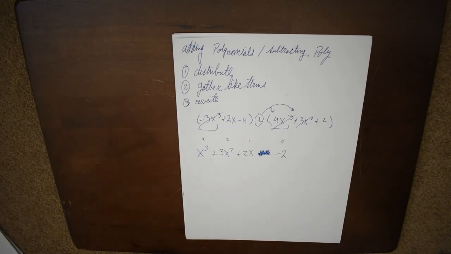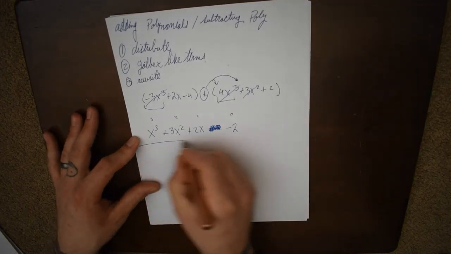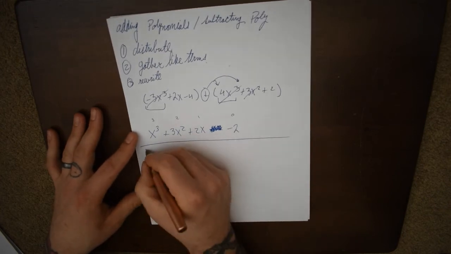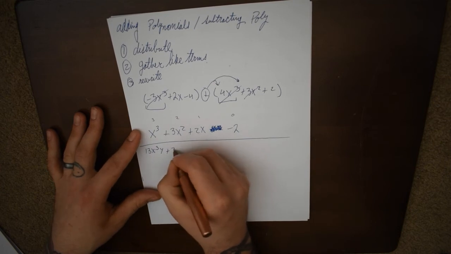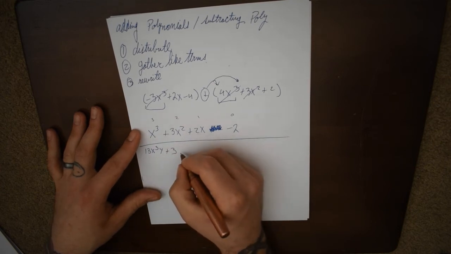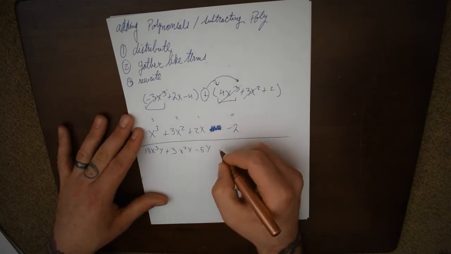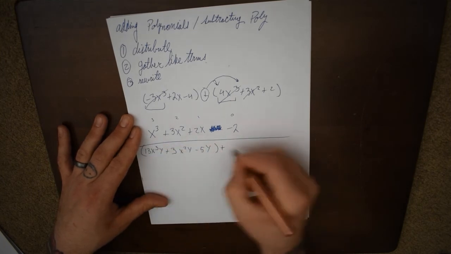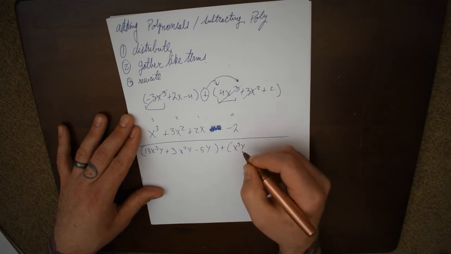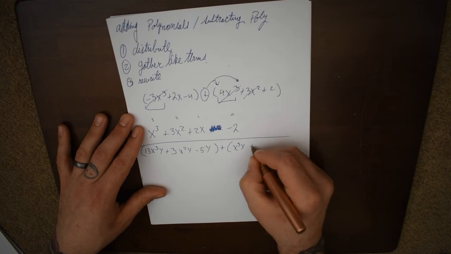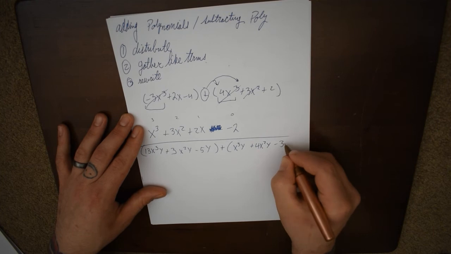So let's add, we've got 2 more examples of adding for you. Let's say we wanted to add 13x cubed y plus 3x squared y minus 5y. To that we want to add x cubed y. Then we want to add 4x squared y. And then we want to subtract 3xy.